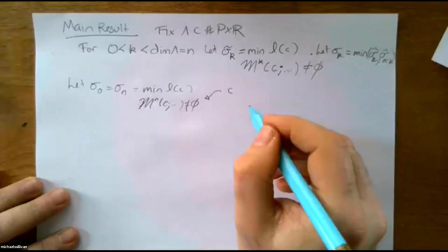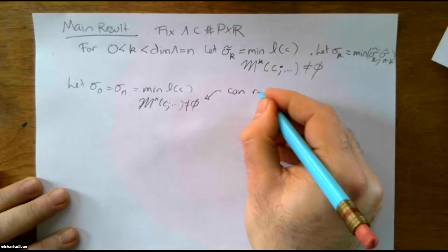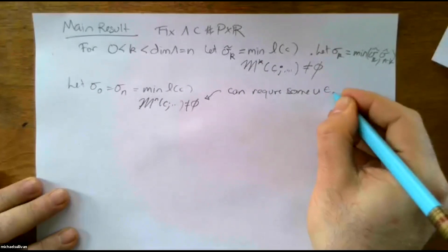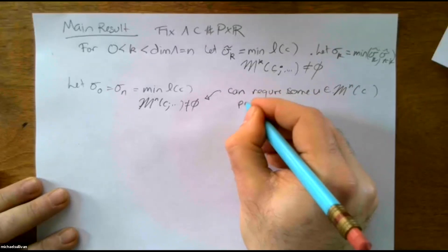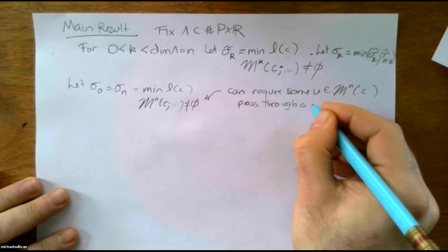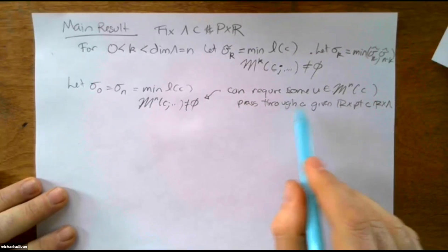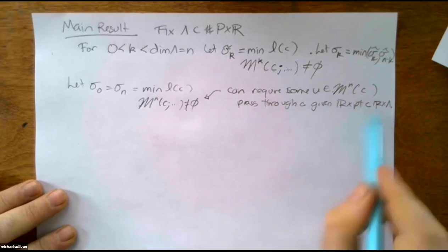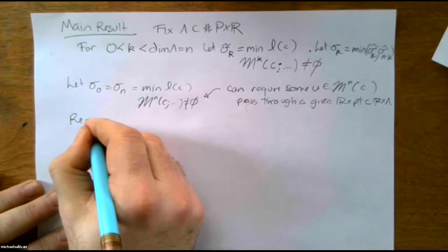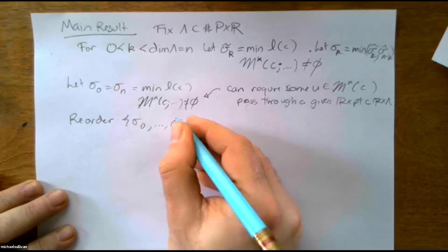Big is better. So we can require that some u in this moduli space passes through a given R cross point, where you fix the point in our Lagrangian. In an example that I'm going to do in a little bit, maybe this condition will make more sense. Okay, and let's reorder these sigmas in a decreasing manner.